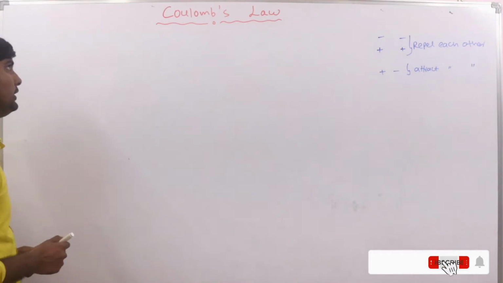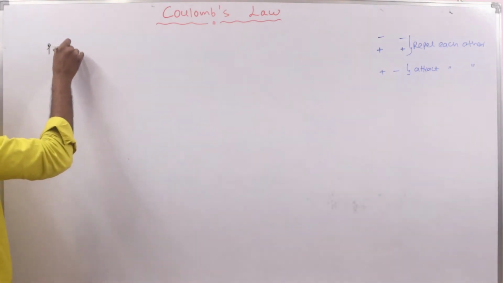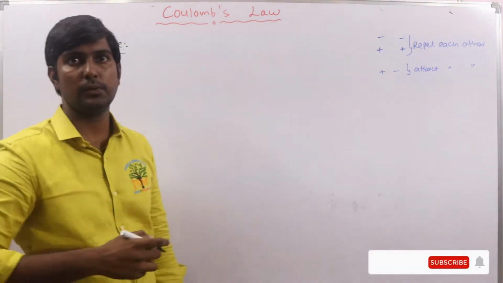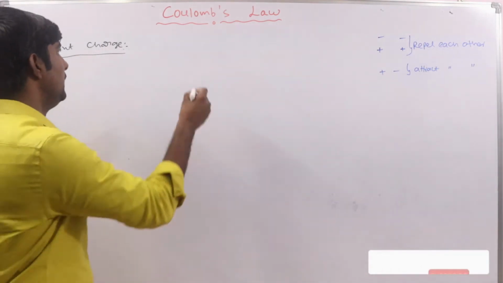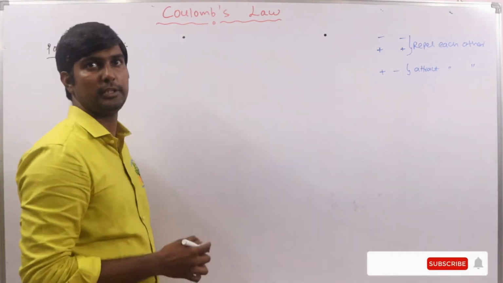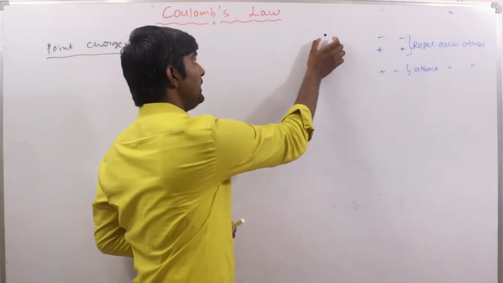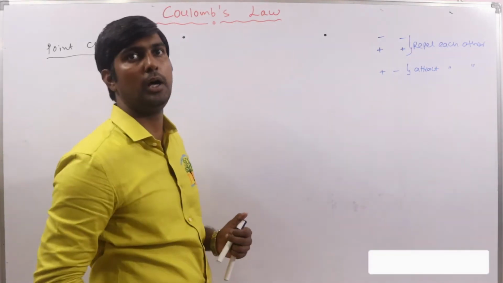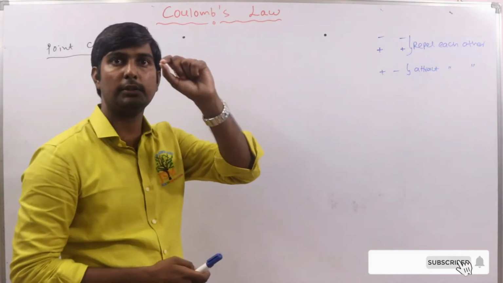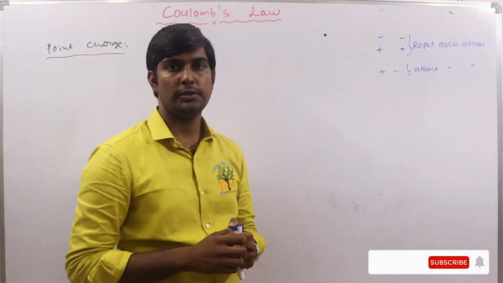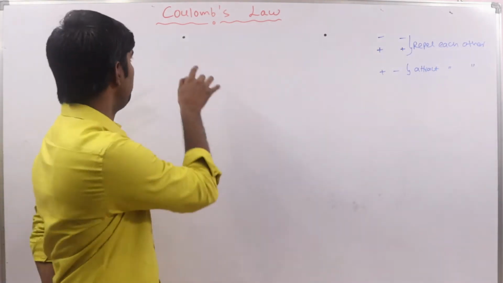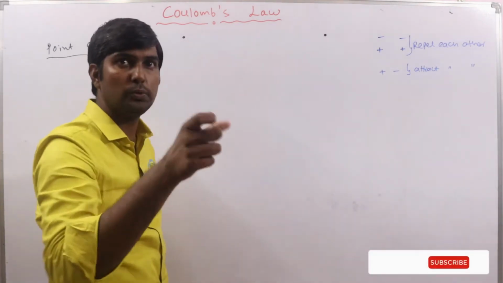One more thing: Coulomb's law generally considers point charges only. What is a point charge? Suppose we have two charged bodies separated by some distance. If the size of the charged bodies is very small in comparison with the distance between them, then they are considered point charges. So the size of the charged body must be very small when compared to the distance of separation.